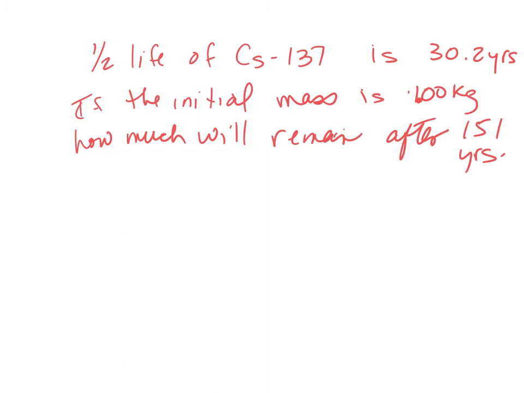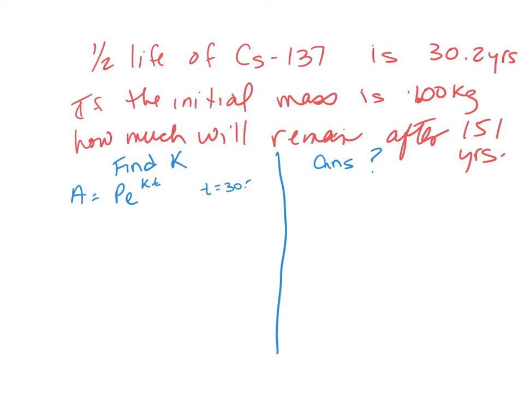The first thing you do here is find k using the half-life, and then you answer the question. So I'm going to put a line here, and let's find k on the left, and here answer the question on the right, okay? If I have that A equals P e to the kt, and I know that the half-life is 30.2 years, that's my t. And e is a number.